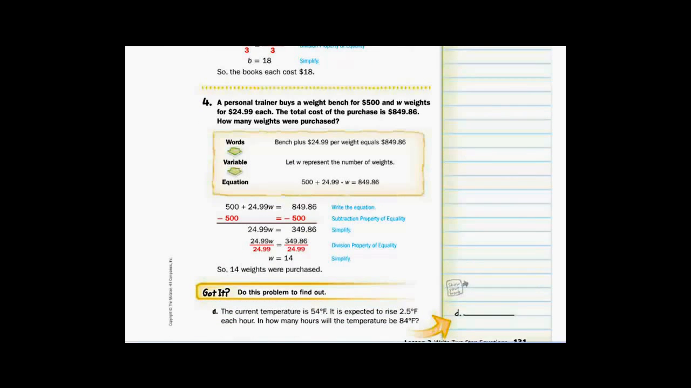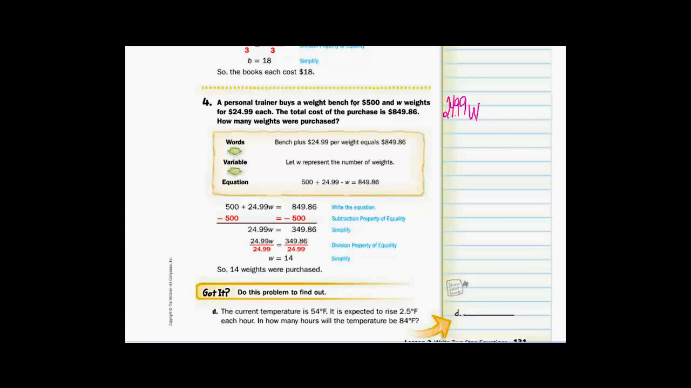So, example 4, a personal trainer buys a weight bench for $500 and W weights. So you don't know how many weights, he just bought some, for $24.99 each. So again, you don't know how many weights he bought. That's the W part. But you do know however many weights he bought, they do cost $24.99 each. So if you take how much each one costs and multiply it with how many weights there are, you should get the total amount for the weights.